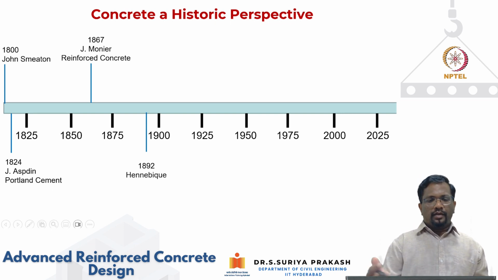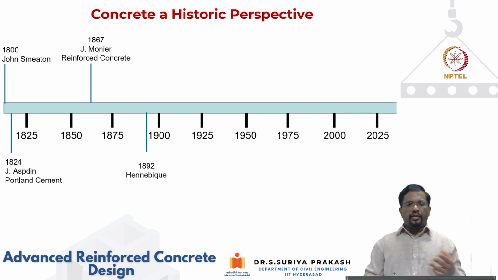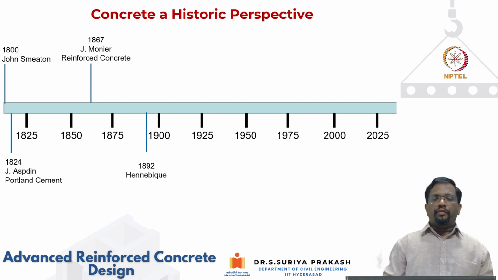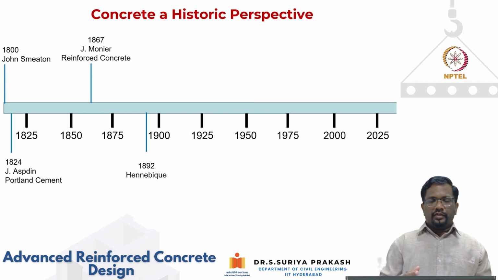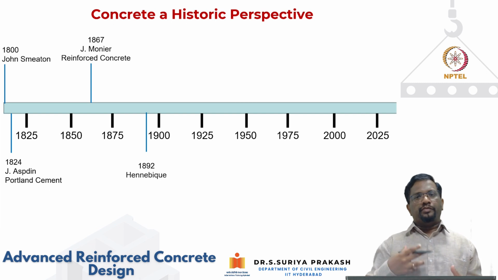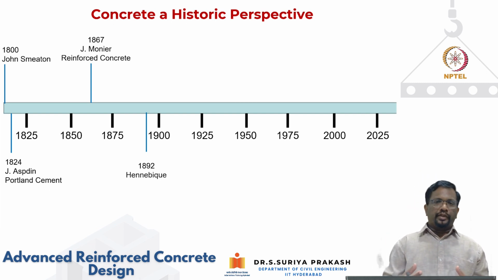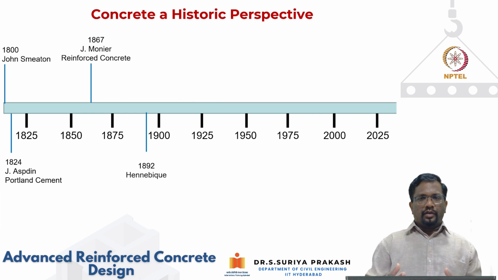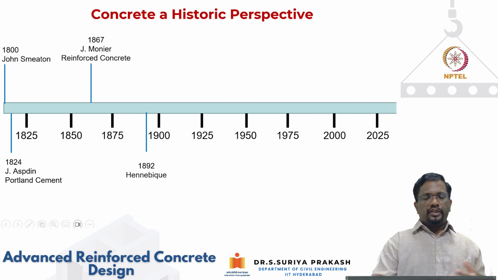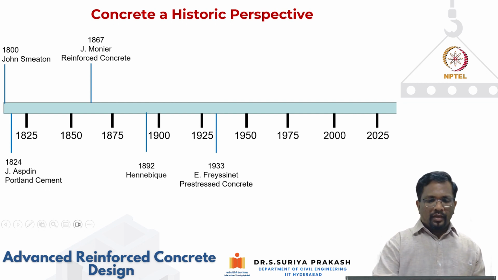Then Hennebique followed the inventions of Joseph Monier, and he invented the Hennebique system, which resembles even modern day construction, where we use stirrups and longitudinal rebars wherever tension is possible from external loading. In 1892, Hennebique patented this concept of reinforcing and constructing buildings using reinforcing steel and cement concrete.